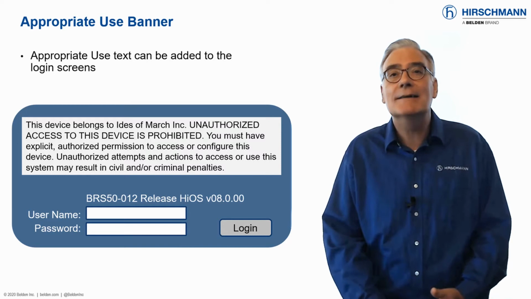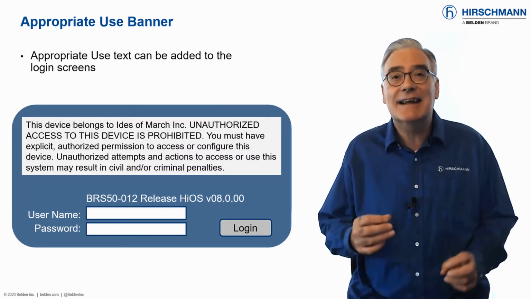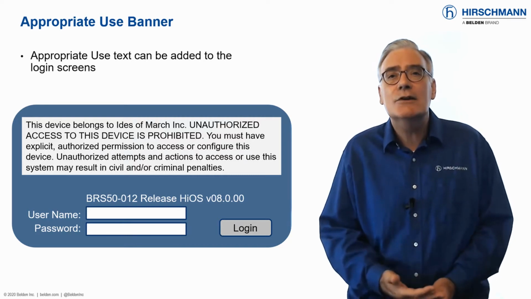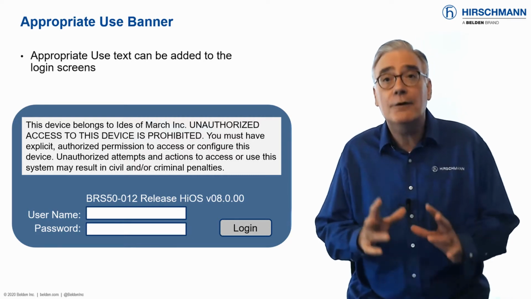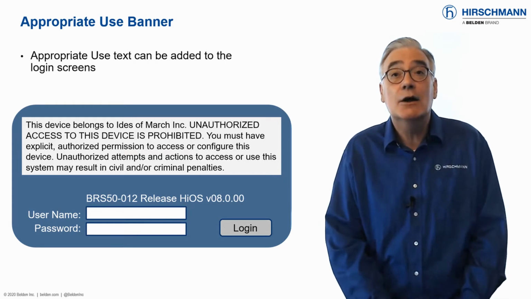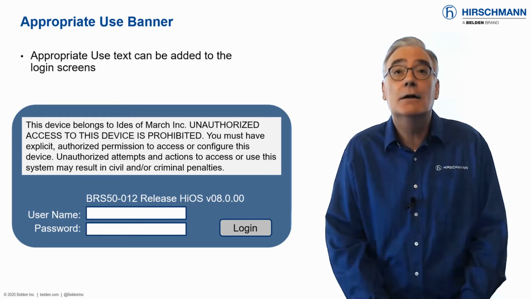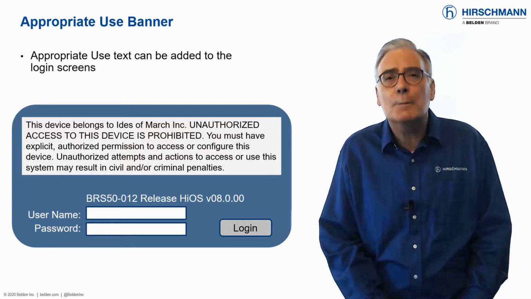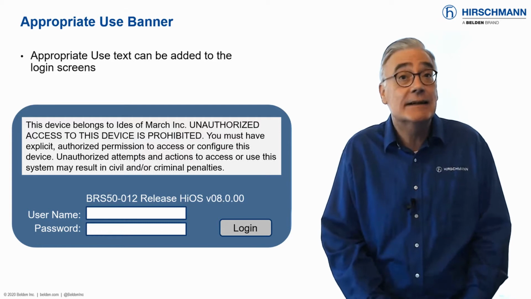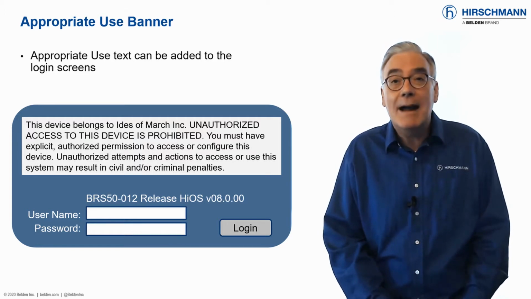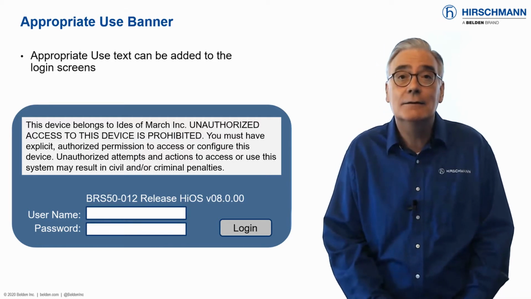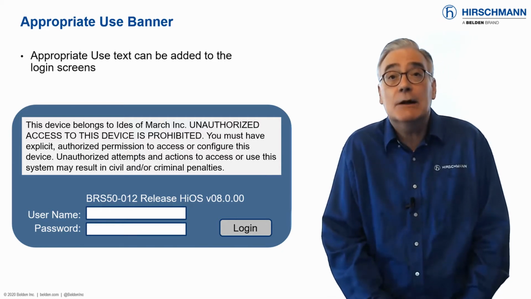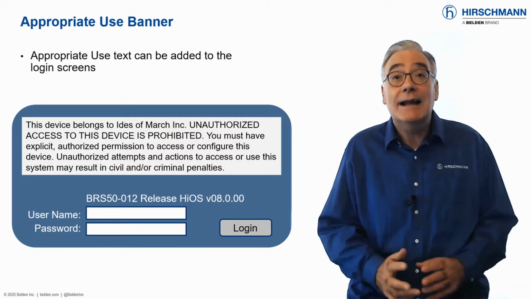Appropriate use banners are typically displayed together with a device login screen. They are used to highlight that any unauthorized attempt to access the device could result in severe legal consequences. Of course, these banners cannot prevent an attack against the device, but they may deter an attacker. They could also assist your legal department in any subsequent legal action against an attacker.